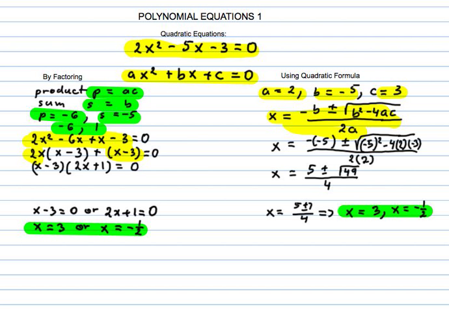So, in the next video, we'll show you how to work with cubic equations. But before you do that, make sure that you understand how to work with quadratic equations and linear equations.